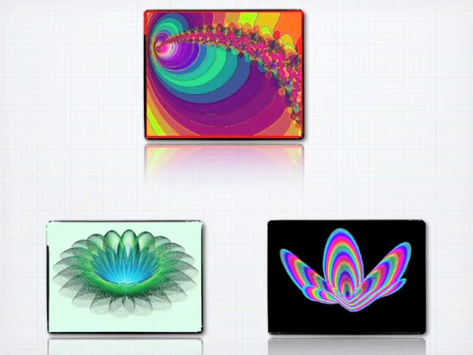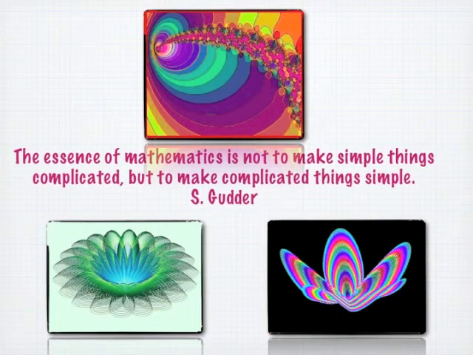Let's end with a math thought for the day. The essence of mathematics is not to make simple things complicated, but to make complicated things simple. Did that happen for you today?